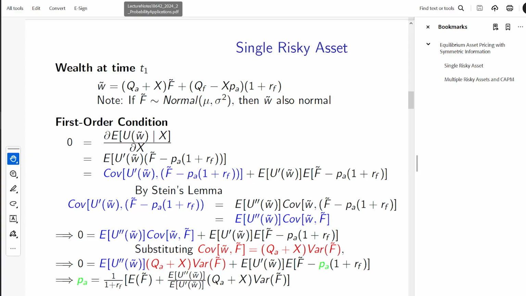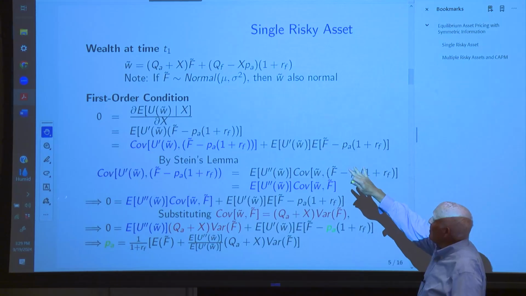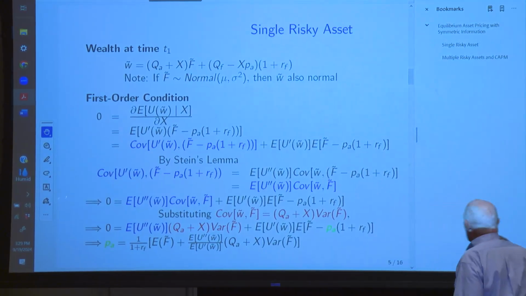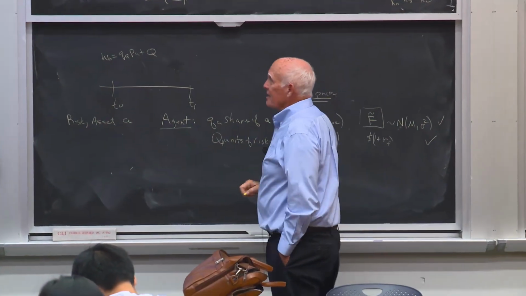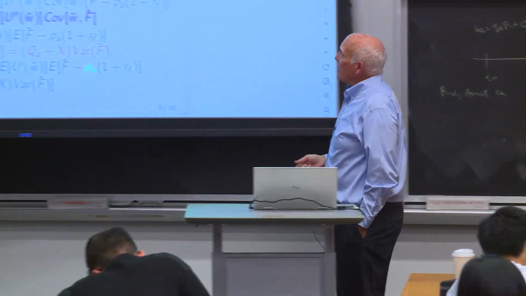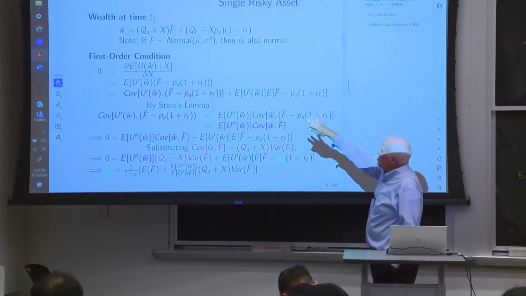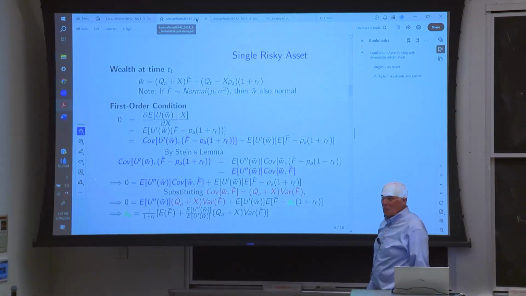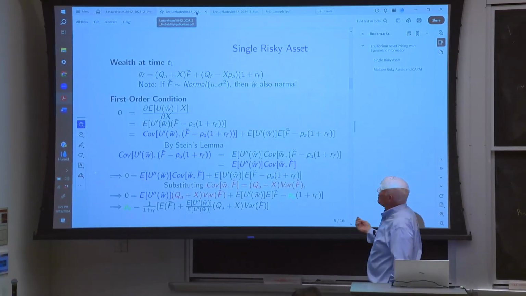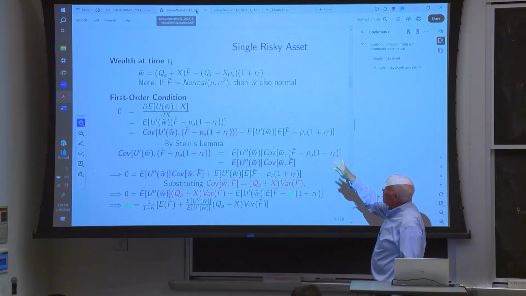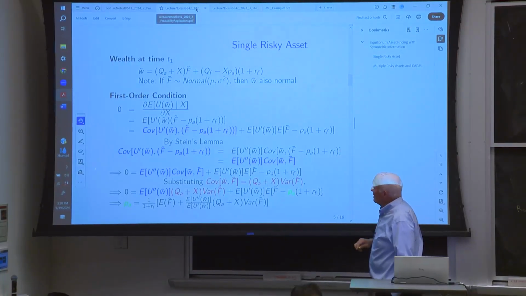So if we define our wealth at the end of the period at time t1 to be given by this w tilde vector, then if the outcome of the asset price, f tilde, is Gaussian, then this wealth at time t1 will also be Gaussian because we're just taking a multiple of that plus a constant. So that note is simple.